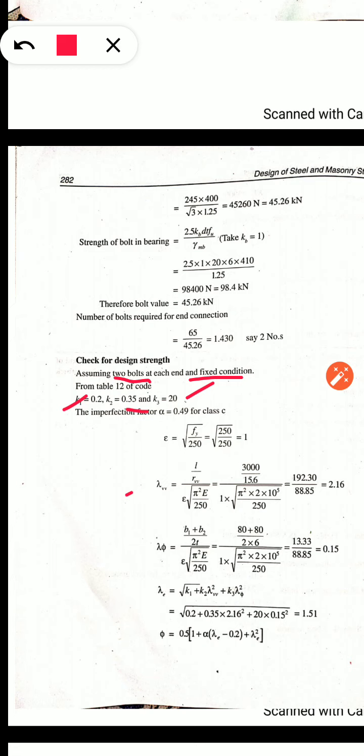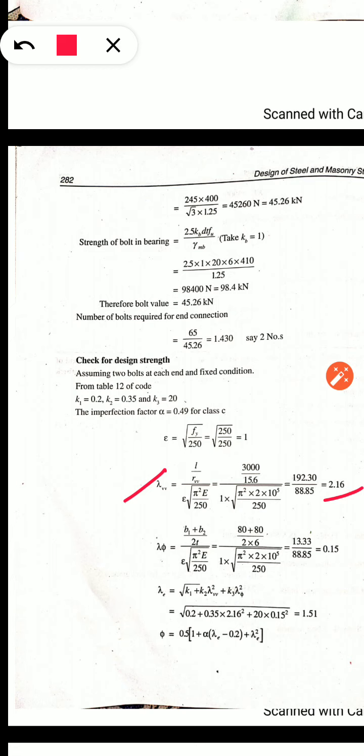Next thing is to find lambda VV and lambda phi. Those have to be substituted in the formula for lambda E, the effective slenderness ratio. For that we should know K1, K2, lambda VV and lambda phi. First you calculate lambda VV. Lambda VV is given by L by RVV divided by epsilon into square root of pi square E by 250. Length is given as 3 meters, 3000 mm. RVV is 15.6, divided by epsilon, which is 1, into square root of pi square into Young's modulus, 2 into 10 raised to 5, divided by 250. So we got lambda VV as 2.16.